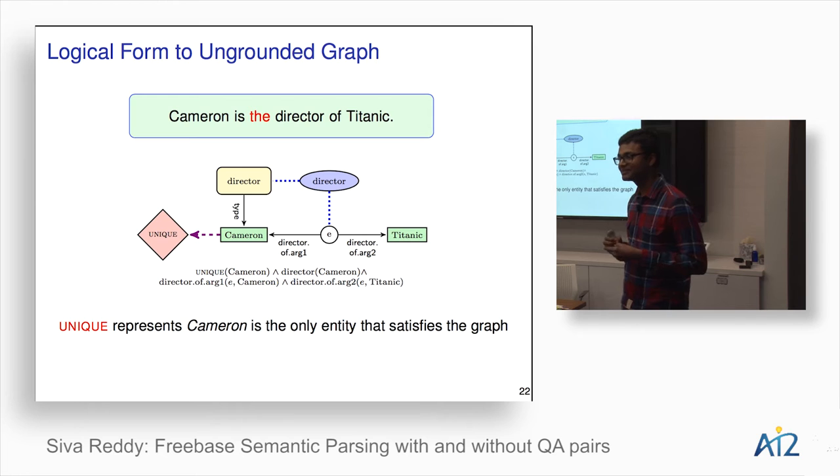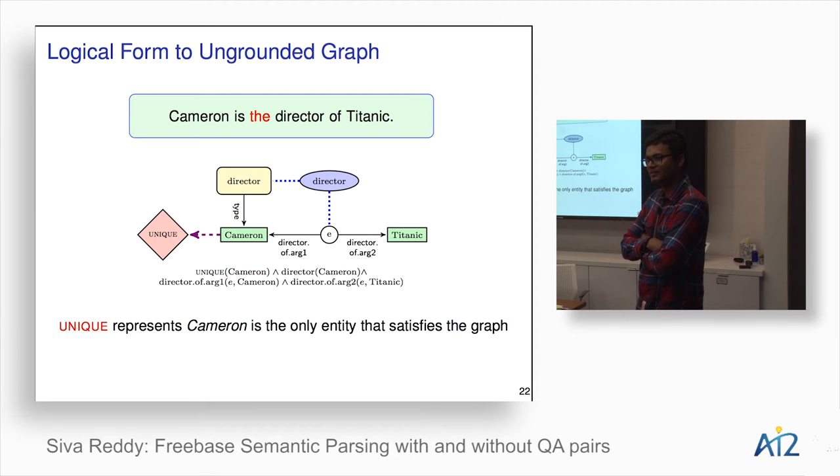So you also had a second fact that Cameron is a director in addition to this. Yeah, it would be the same Cameron node. So it sounds like unique should attach to this sentence, but not to the Cameron is a director. There are many other directors. Okay. And unique is there because the is definite. Unique. So you're not predicting.